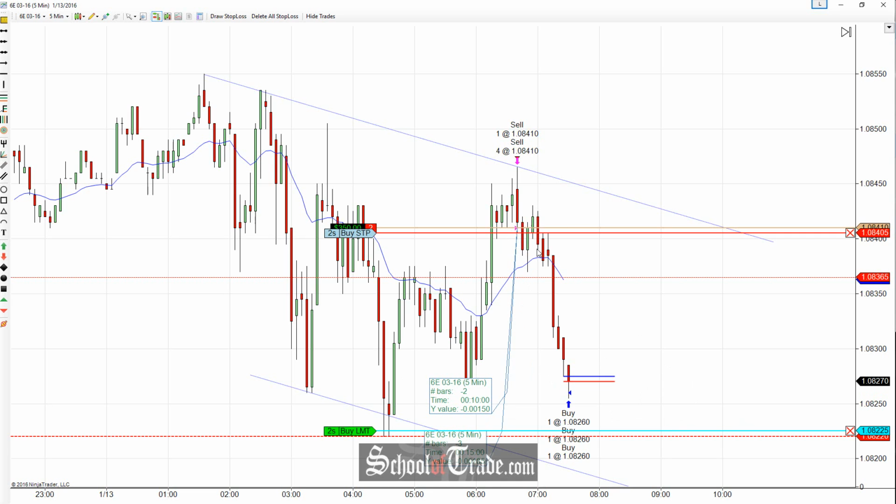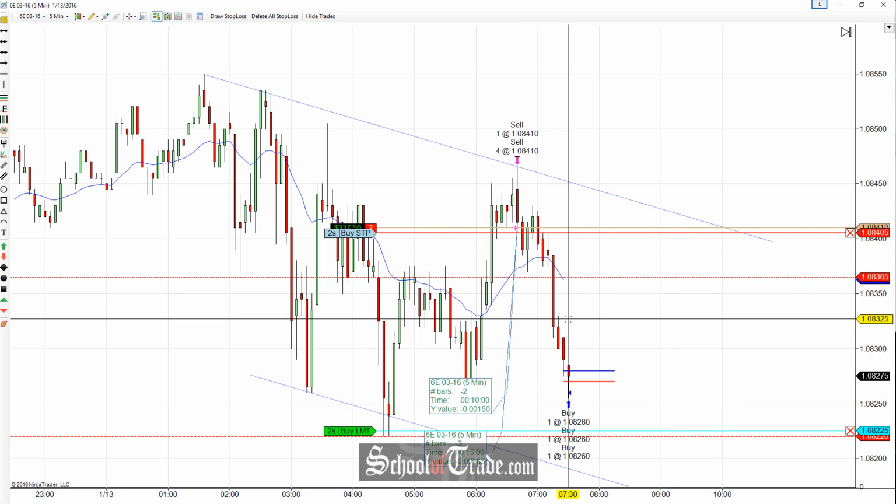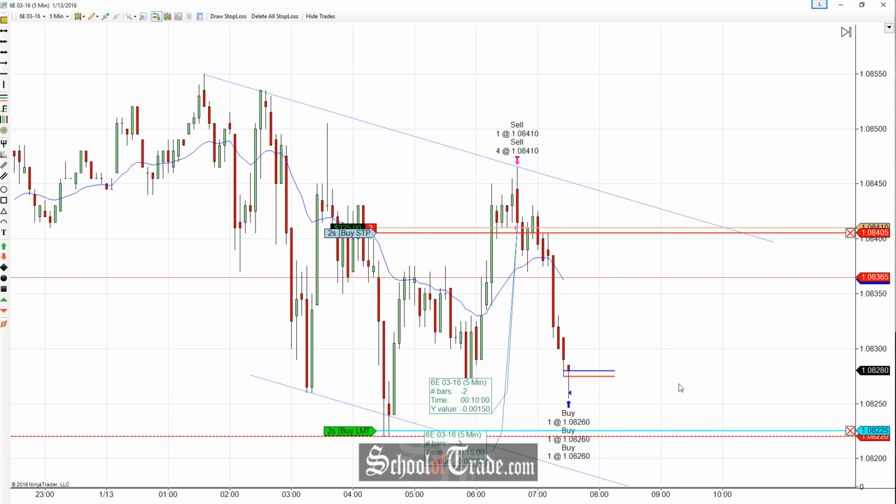So we've got a little bit of time left. We've been in this one for a decent amount of time here. We initially got in at 6:40, and now we're pushing down into 7:30 already. So more than enough time. Just need to see us grind lower and get that final target filled.